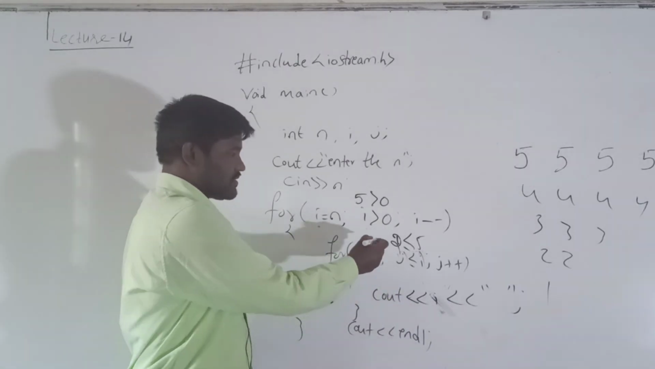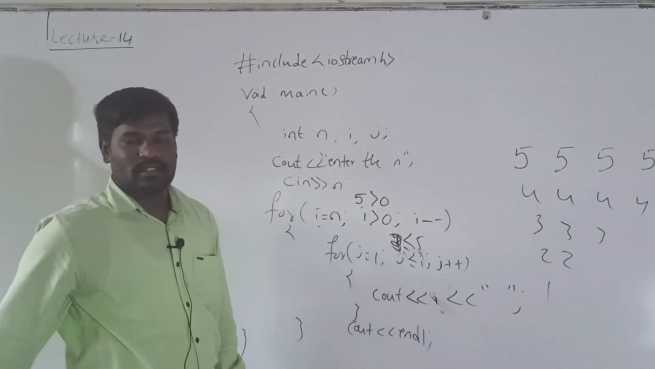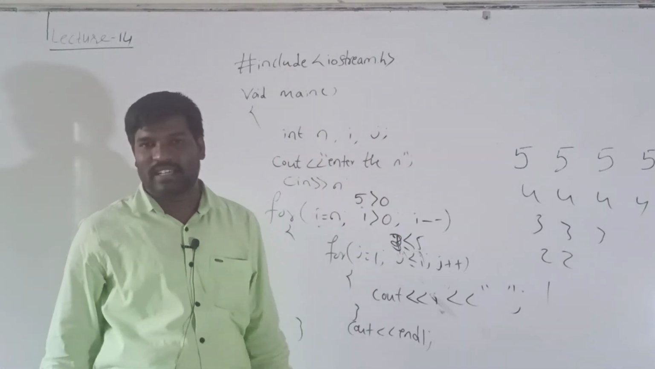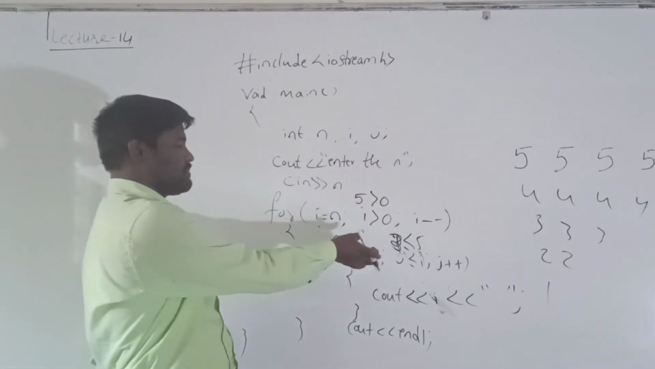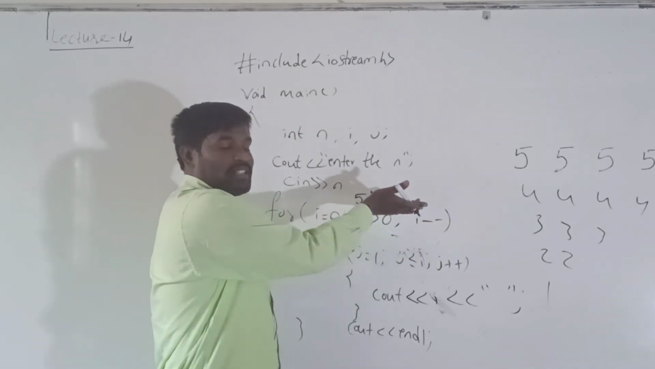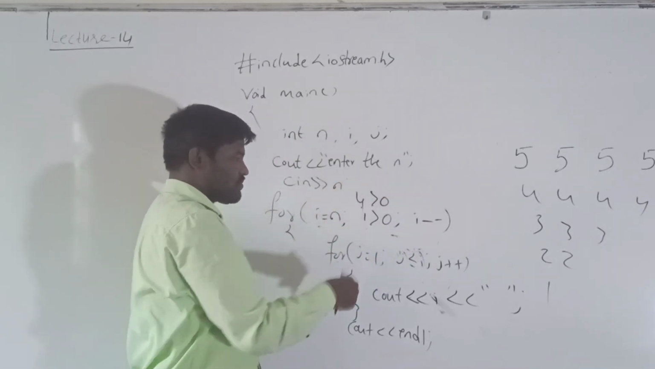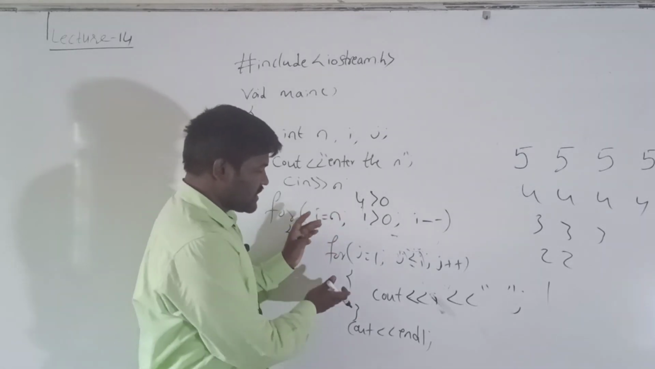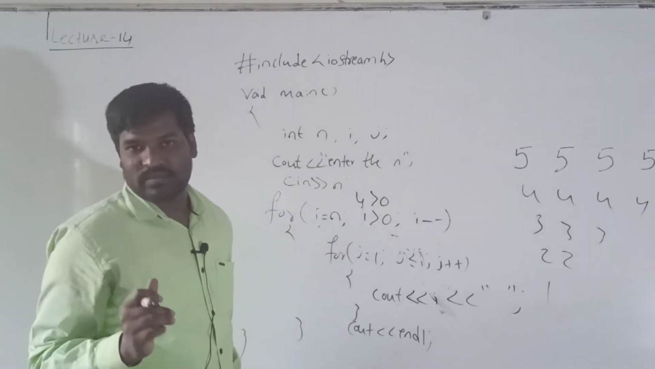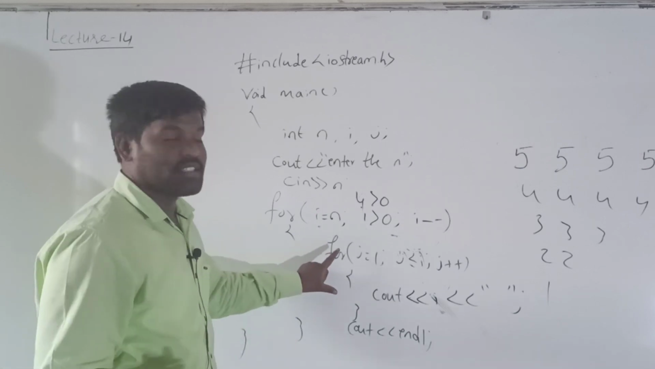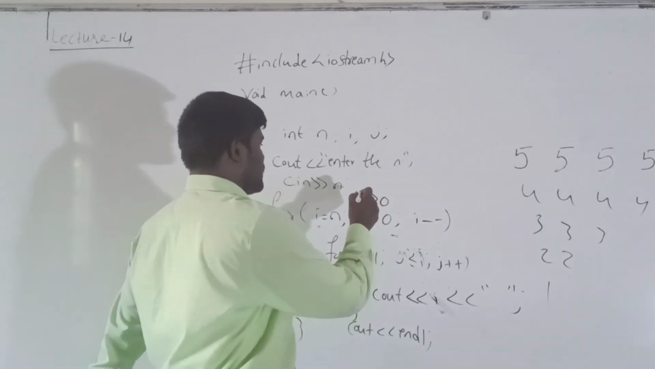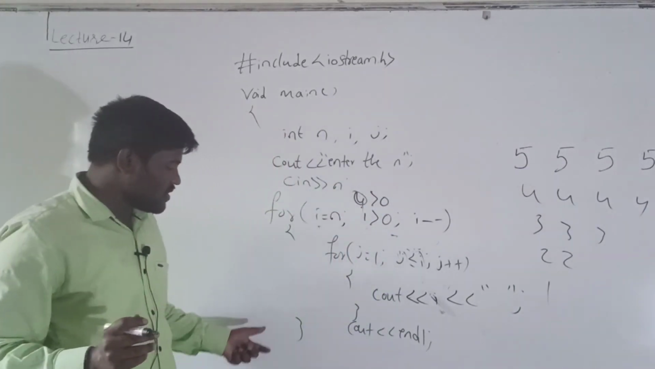Next j becomes 3, it will print 5. j becomes 4, again 5. j becomes 5, again 5. When j becomes 6, the condition becomes false. Next i will be decremented, it becomes 4. When the i value becomes 4, this inner for loop will execute 4 times. When the i value becomes 3, it executes 3 times, then 2 times, 1 time. Finally, when the i value becomes 0, 0 is greater than 0, false.